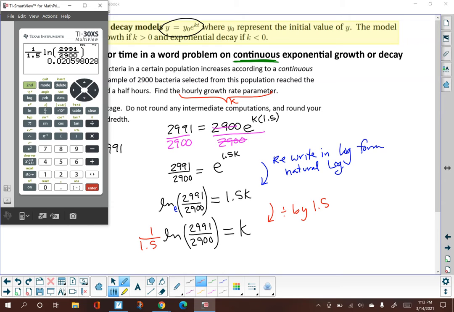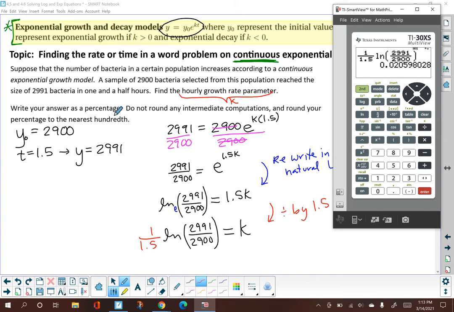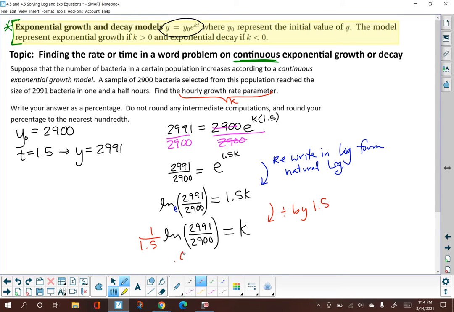Now it wants us to report it as a percentage, and it wants us to round the percentage to the nearest hundredth. Well, in decimal form, this is 0.020598. That is in decimal form. So to convert that into a percentage, we want to move that decimal 2 places, and then after that round to the nearest hundredth. So we would round to this spot. So we would report our final answer as 2.06%.